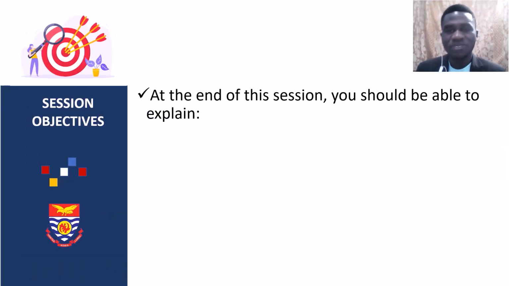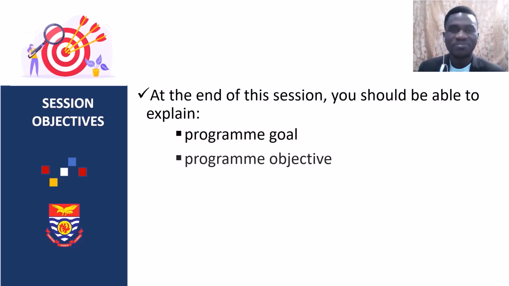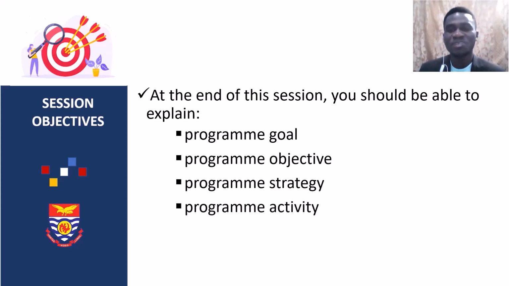Now, at the end of this session, you should be able to explain a program goal, program objective, program strategy, and program activity. Now, let's zoom in to find out what we mean by program goal, program objective, program strategy, and program activity. Now, program goal, a goal.